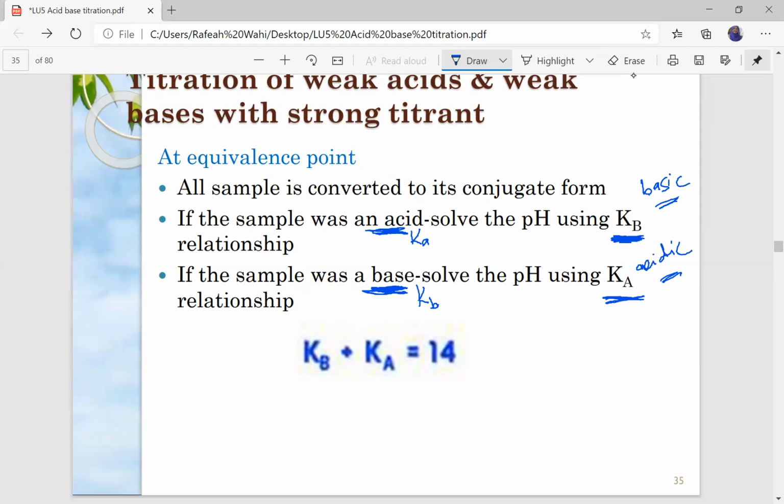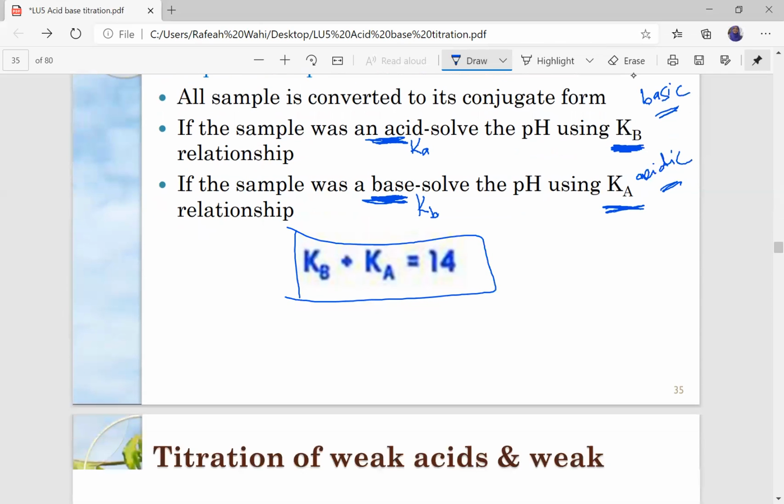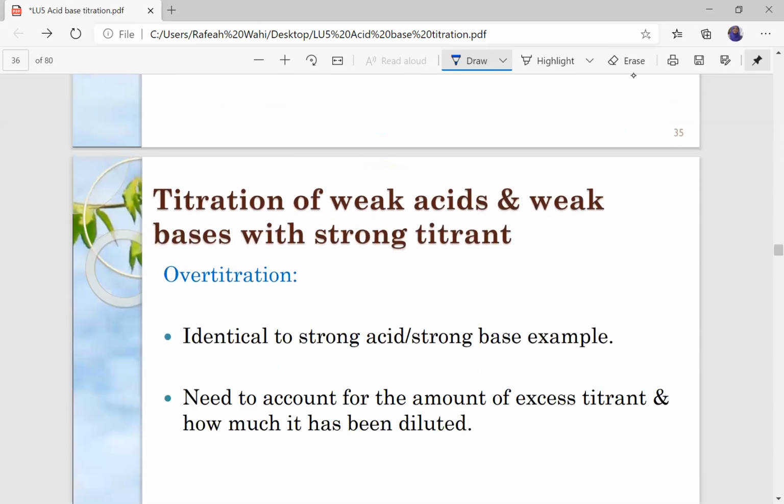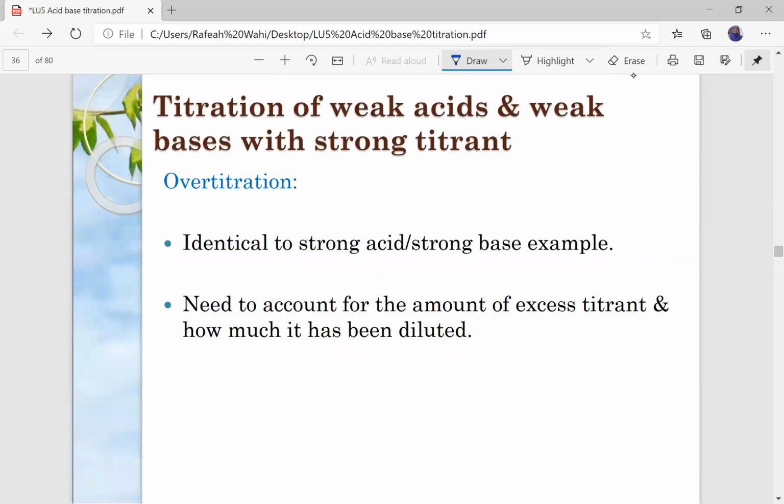So Kb plus Ka equal to 14. This is the thing you have learned in acid-base equilibria. So now let's take a look at what happens over titration. Meaning that if you keep on adding your titrant to your analyte, for over titration, it's identical to the strong acid and strong base formula.